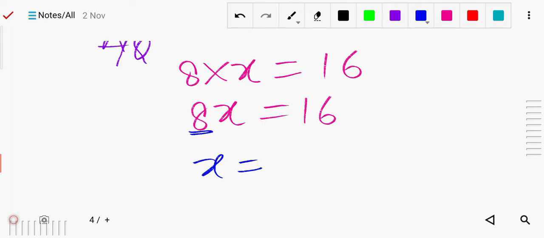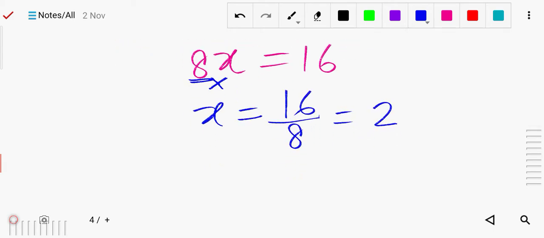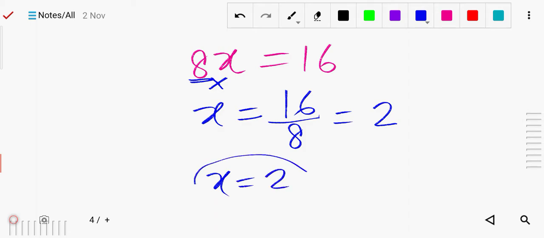So this 8 will go to the right side. Here, with the x, this 8 is in a relation of multiplication. Which relation is there between them? Multiplication. So when that side goes to the other side, multiplication will become division. So 16 divided by 8 is 2. So x equals 2, so the answer is 2.